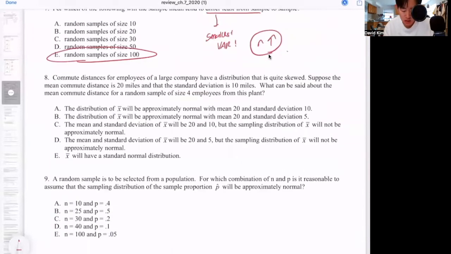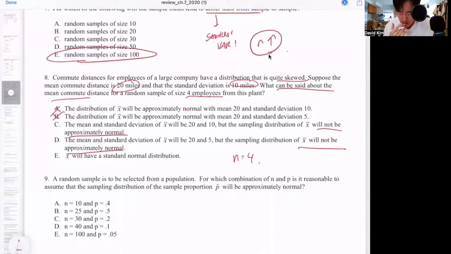Number 8: commute distances for employees of a large company are skewed. Suppose the mean commute distance is 20 miles and the standard deviation is 10. What can be said about the mean commute distance for a random sample of size 4? We know that we will have a mean of 20. But the sample size is actually quite small here, and so the one you want to go for is that it will not be approximately normal. So A and B were definitely not going to be part of it.